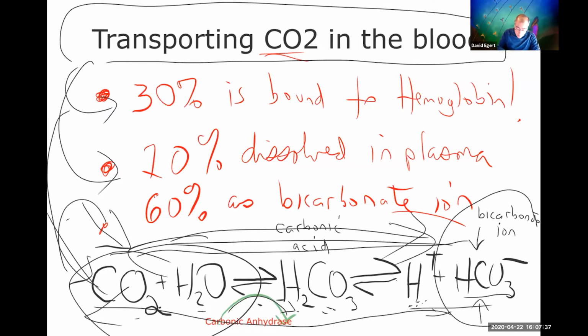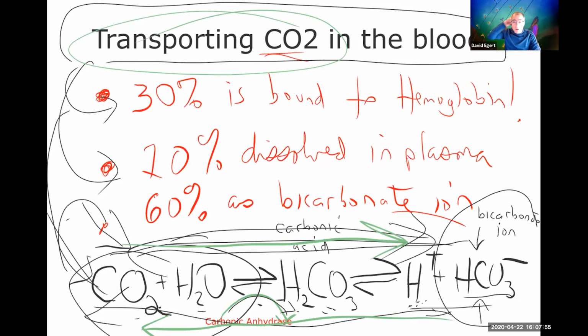It goes this way if you have a high concentration of CO2 around compared to the blood, so you get more bicarbonate coming in, but it'll go this way on the opposite when you get back to the lungs and want to release the CO2. So transporting CO2 in the blood is more complicated in some ways than oxygen.